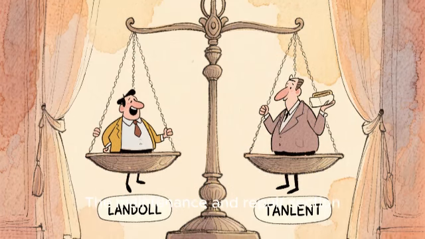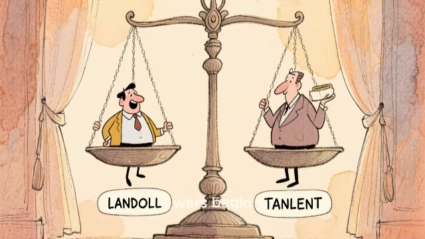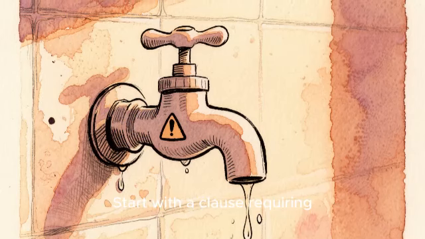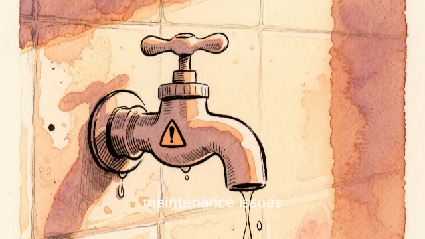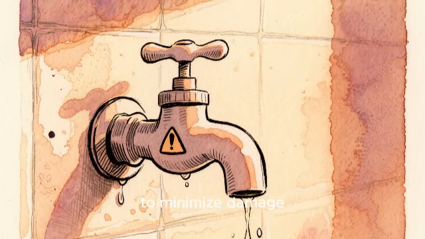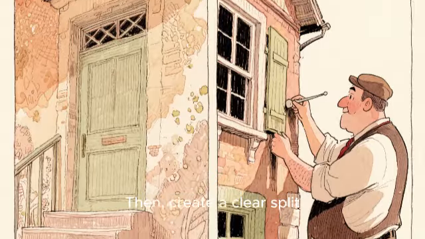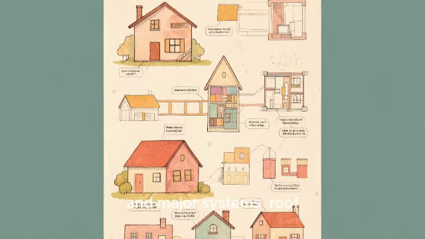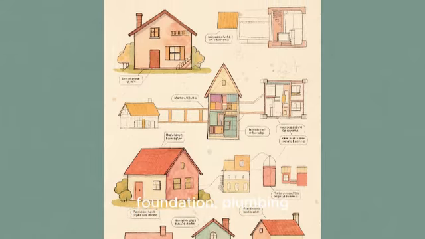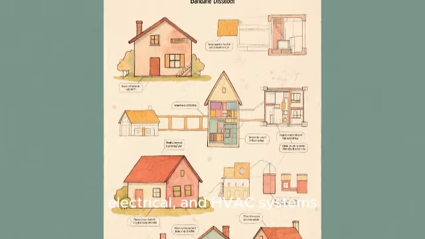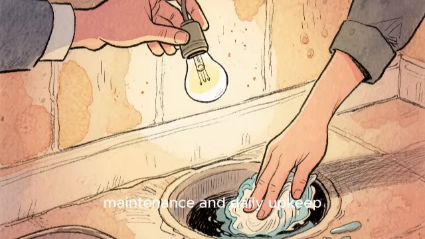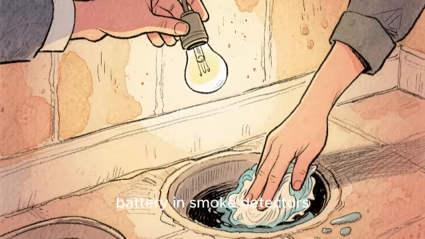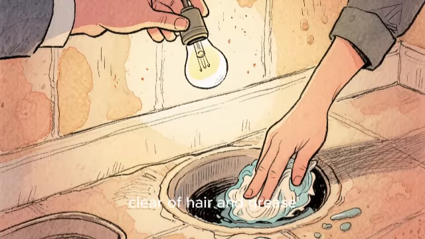The maintenance and repair section is where most landlord-tenant wars begin. You must define responsibility with surgical precision. Start with a clause requiring the tenant to promptly report all maintenance issues, especially water leaks, to minimize damage. Then, create a clear split. Typically, the landlord is responsible for the structure and major systems: roof, exterior walls, foundation, plumbing, electrical, and HVAC systems. The tenant is responsible for minor maintenance and daily upkeep: replacing light bulbs, air filters, battery and smoke detectors, and keeping drains clear of hair and grease.